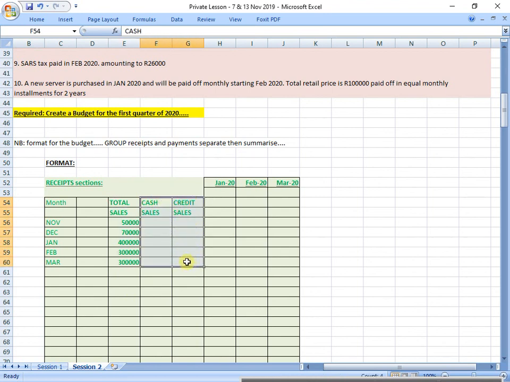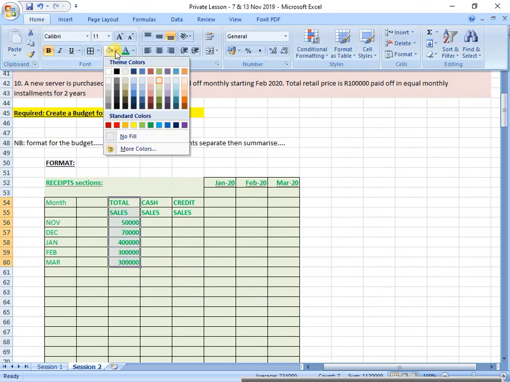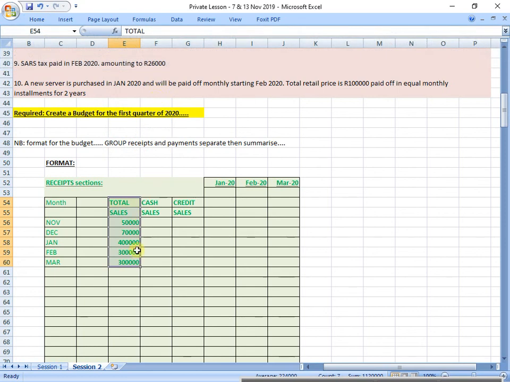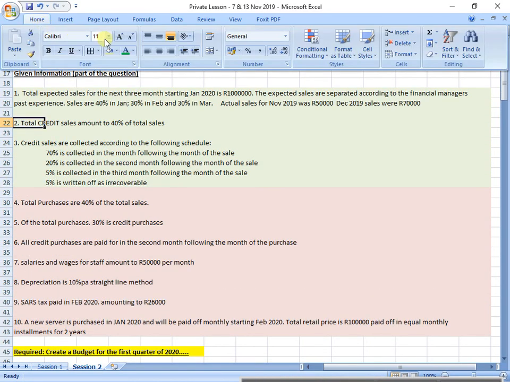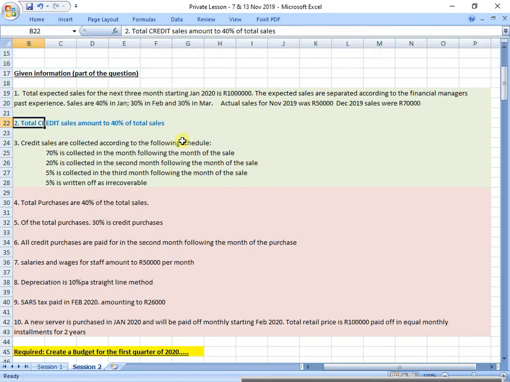Cash and credits. Now we need to look at these columns, of the total sales. So in other words, if I sell and I have the total, how much of it is cash and how much of it is credit? Well, in the question, what did they say? They said total credit sales amount to 40% of total sales. Right, so can I work out the credit sales from the total sales? Yes, because remember the total sales represents everything, right? So if I sell 100, how much of it is cash and how much of it is credit?